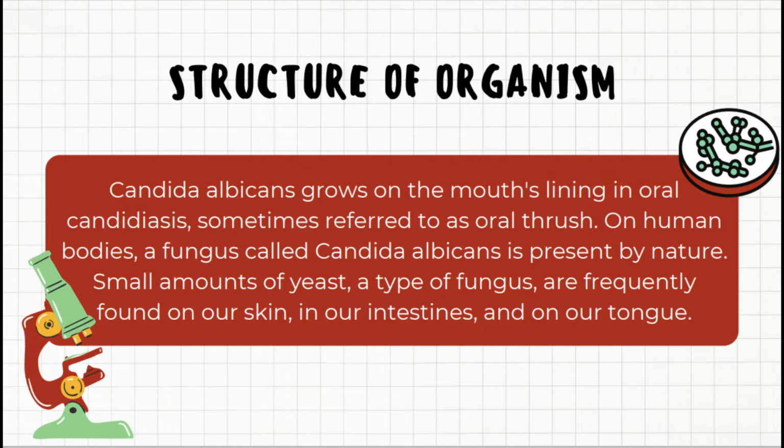Let us now move on to the structure of the organism. Candida albicans grows on the mouth's lining in oral candidiasis, sometimes referred to as oral thrush. On human bodies, a fungus called Candida albicans is present by nature. Small amounts of yeast, a type of fungus, are frequently found on our skin, in our intestines, and on our tongue.